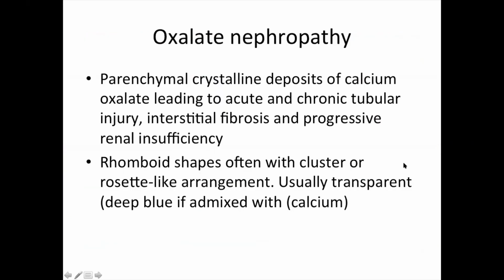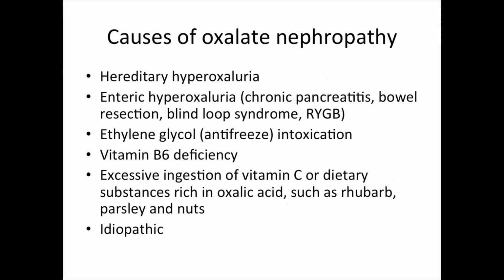So this is a case of oxalate nephropathy, and basically there are parenchymal crystalline deposits of calcium oxalate leading to acute and chronic tubular injury. Over the long term they can cause interstitial fibrosis and progressive renal insufficiency. As we said, they are rhomboid shapes usually with clusters or rosette-like arrangements, usually transparent, but if they have more calcium they can be slightly bluish.